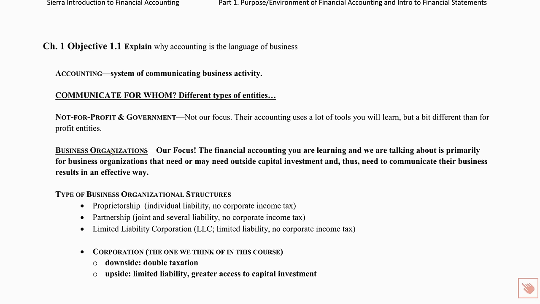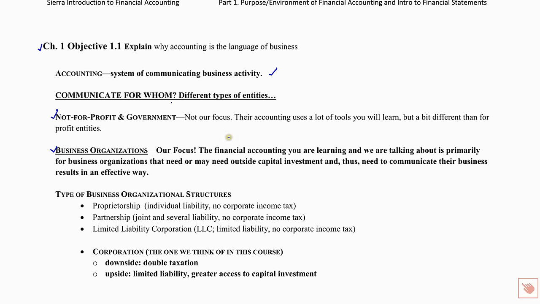Still in objective 1.1 here. So it's a system of communicating business activity. And who is it for? We mentioned, even though there are different types of entities, it's for business organizations that are for profit. Not-for-profit and government entities don't use exactly financial accounting standards, or they definitely don't use GAAP.